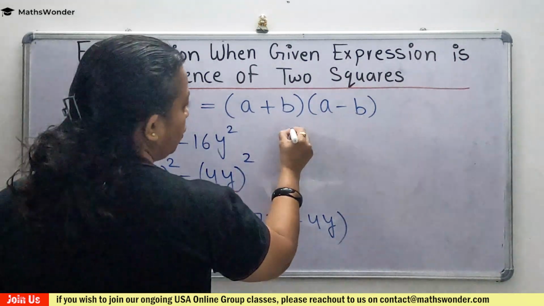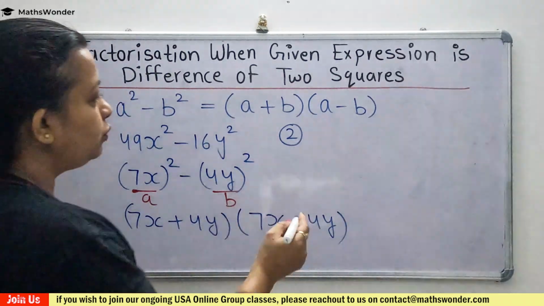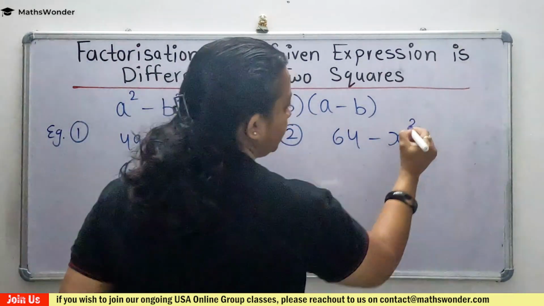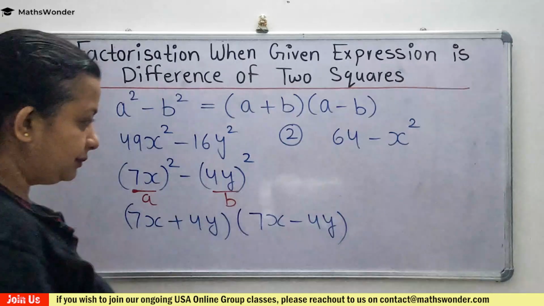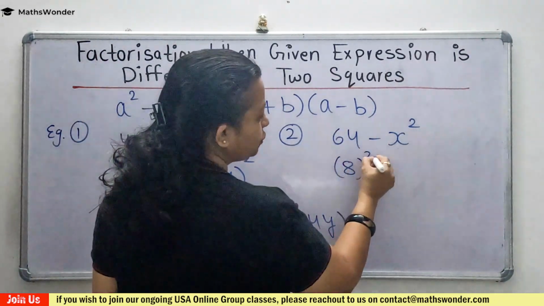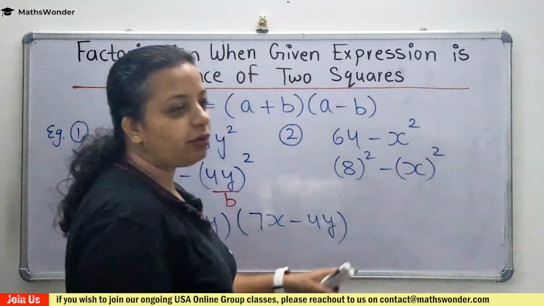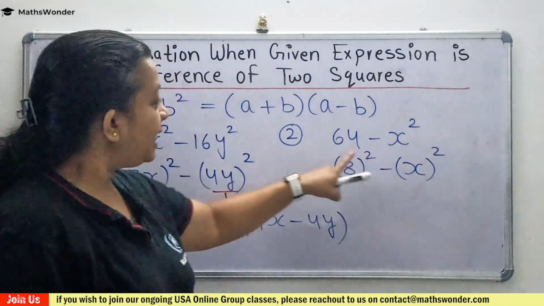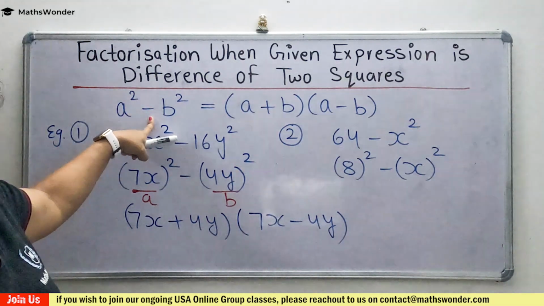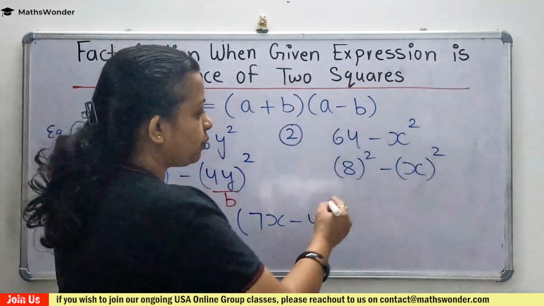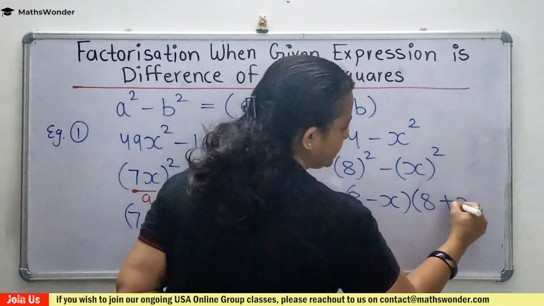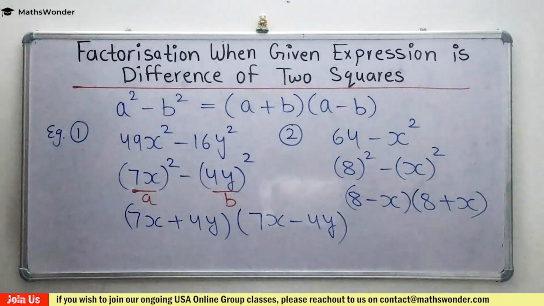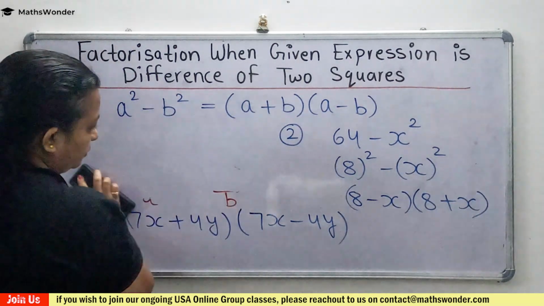That was example number 1. Now come to example number 2: 64 minus x square. Now, 64 is the square of 8. Absolutely. So you can write it as 8 square minus x square. Again, this is the form of the third identity, because there is a negative sign and both are in square. Use identity number 3: (8 minus x)(8 plus x), whatever, both are the same. Now this is your answer. Understood? Write down fast.